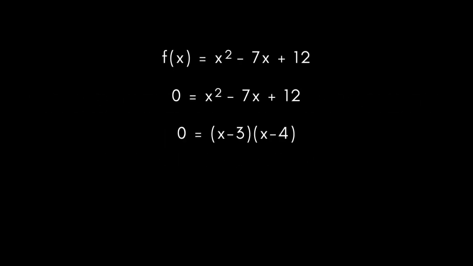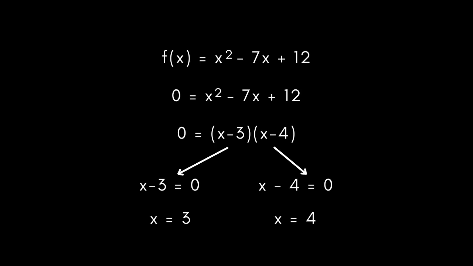In our case, we have two factors, x minus 3 and x minus 4. We can set each of these two factors equal to 0, giving us x minus 3 equals 0 and x minus 4 equals 0. We can isolate x by adding 3 and 4, giving us our final solution of x equals 3 and x equals 4. This means that our parabola crosses the x-axis at the points (3, 0) and (4, 0).